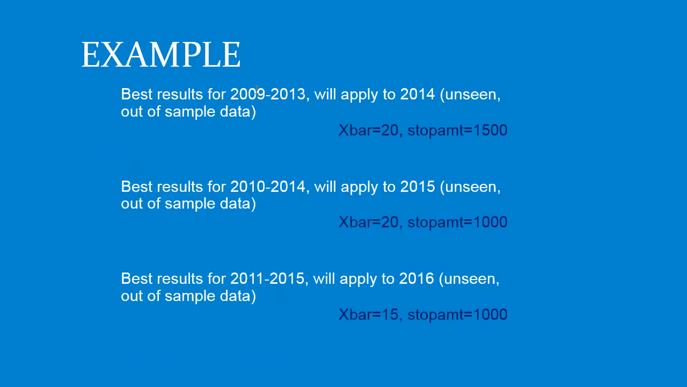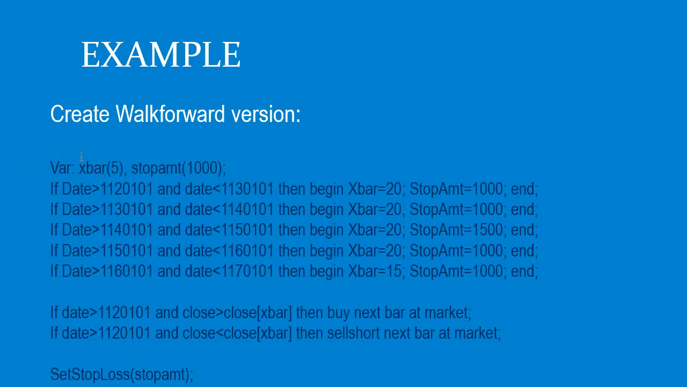And I can keep going through 2009 through 2013, 2010 to 14, 2011 to 15. And I rerun the optimization every single time, and I get the best set of parameters. Okay? And I'm just recording those at this point. I don't know, I haven't run the analysis to see how well it does. But once I do that all manually, then I just create a version of my strategy with the walk forward values.